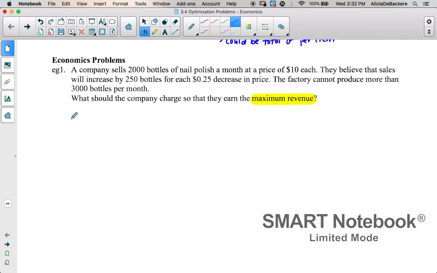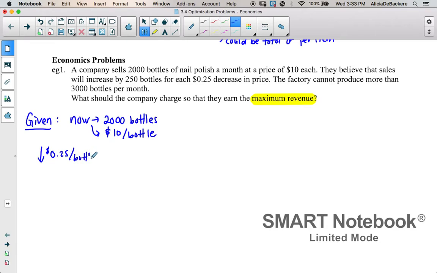So we've got a couple of things here. You might want to break down what information am I given? What information am I trying to find? So what we're given is right now, we sell 2,000 bottles a month, and right now it's $10 per bottle. And then what we know is that every time you lower the price by 25 cents per bottle, you're going to increase the number of bottles by 250.